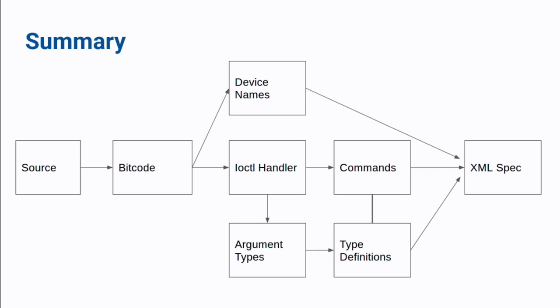OK, so that was a whole lot. So a quick summary of what I've just discussed. We started with the kernel source code. From there, we compiled to LLVM bitcode. From the bitcode, we recovered device names and the ioctl handlers. From the handlers, we got the command values and the argument types. And then from the types, we went and found, okay, what do those types actually look like? What are their definitions? And so those last three things, the device names, commands, and type definitions, are going to be pushed into some XML specification describing it as the interface.